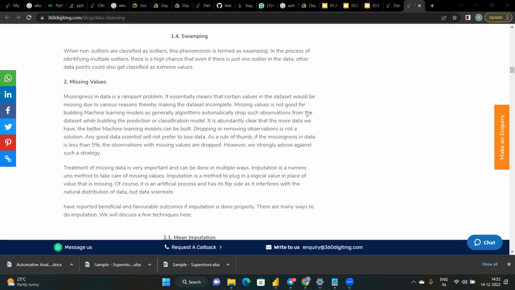Missing values are not good for building machine learning models, as generally algorithms automatically drop such observations from the data set. So guys, when you are going to build machine learning models, it is not suitable. Why is it not suitable? Because we are going to train our model and test our model, and the data must be accurate, right? Before training the machine learning model, we are going to do this EDA process and everything. We can't simply skip EDA and data processing and just apply the model.